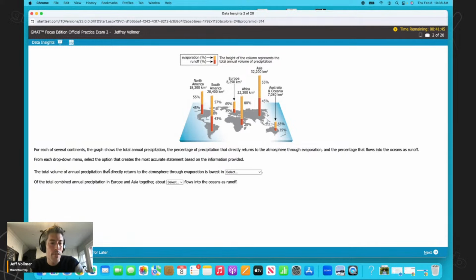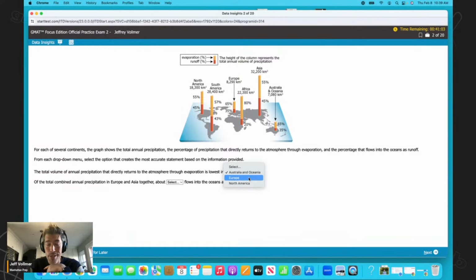Cool. The total volume of the annual precipitation that directly returns to the atmosphere is lowest where? All right, so I need to take the evaporation percentage and multiply that by the total amount to figure out what's going to be the lowest volume. I'm looking at Australia and Oceania just because it's so tiny. 65% of this tiny number seems like it's still going to be pretty small. I see Europe, 65% of its number. Europe's value is smaller than Australia's, so I think 65% of Australia and Oceania's number is going to be the least. I could have looked at my answers.